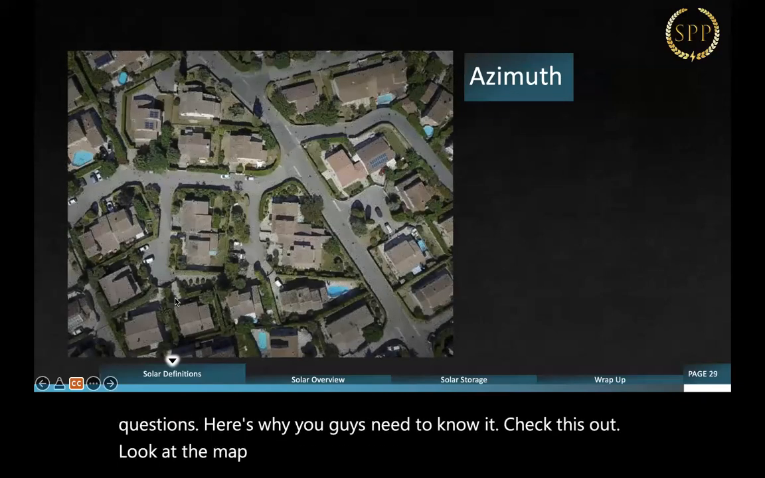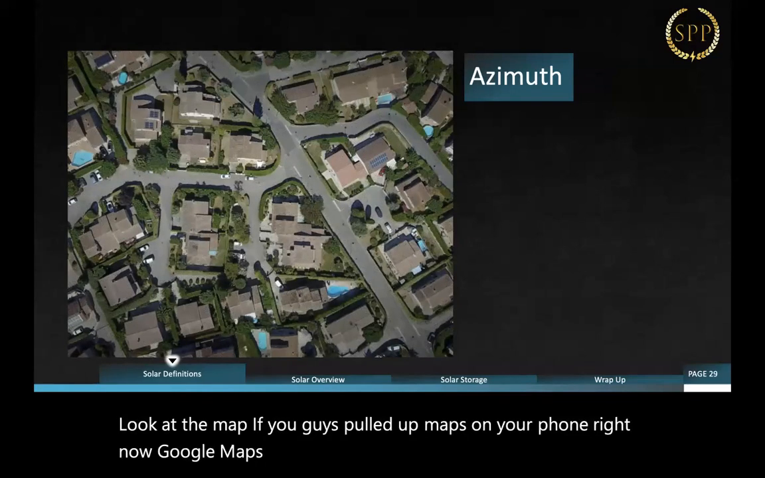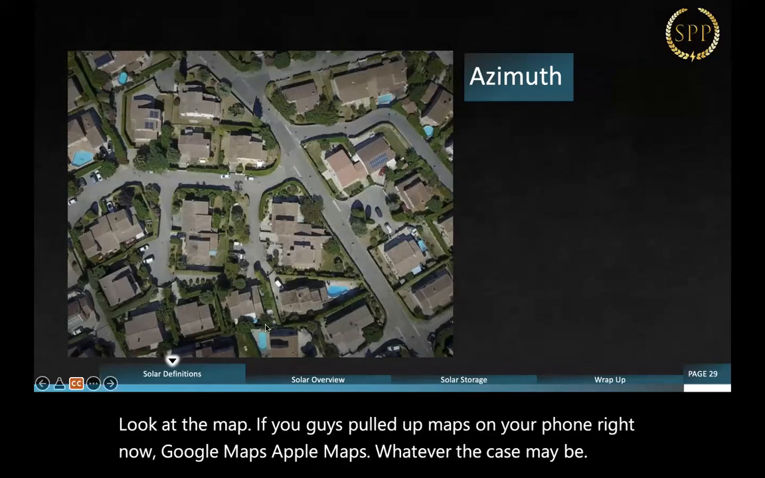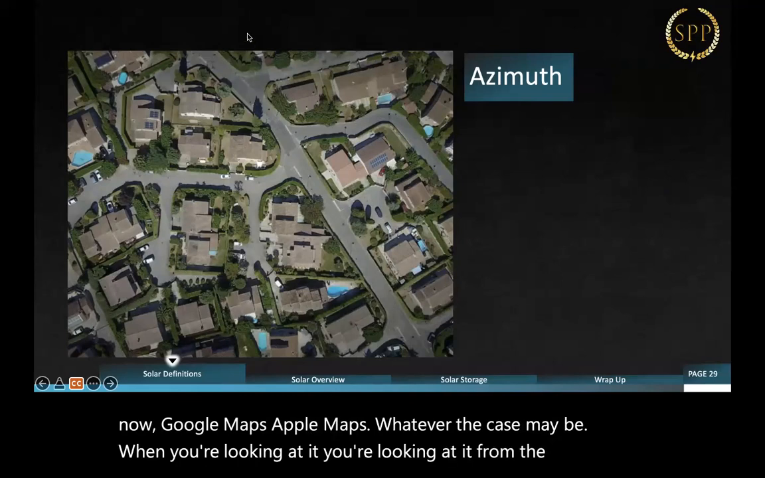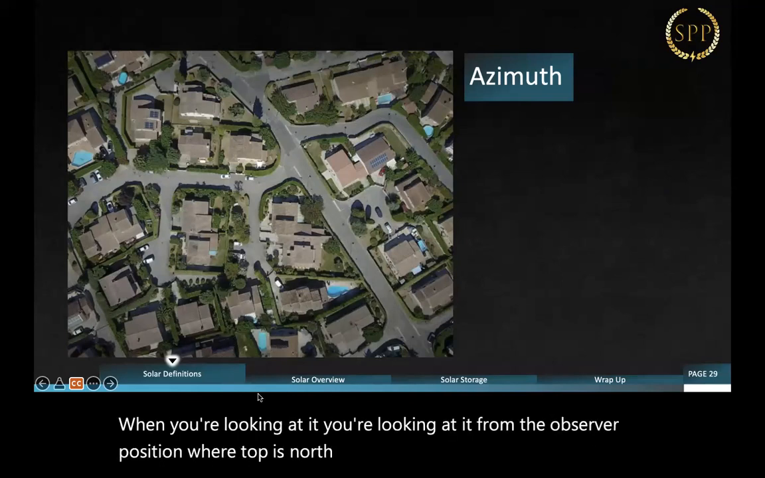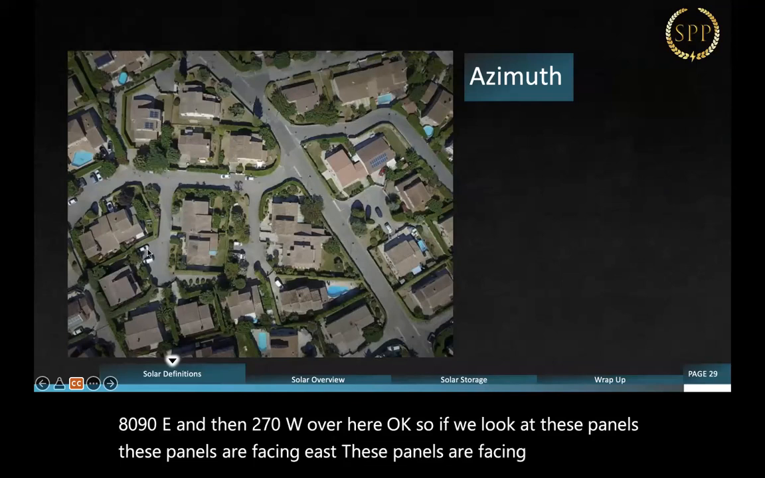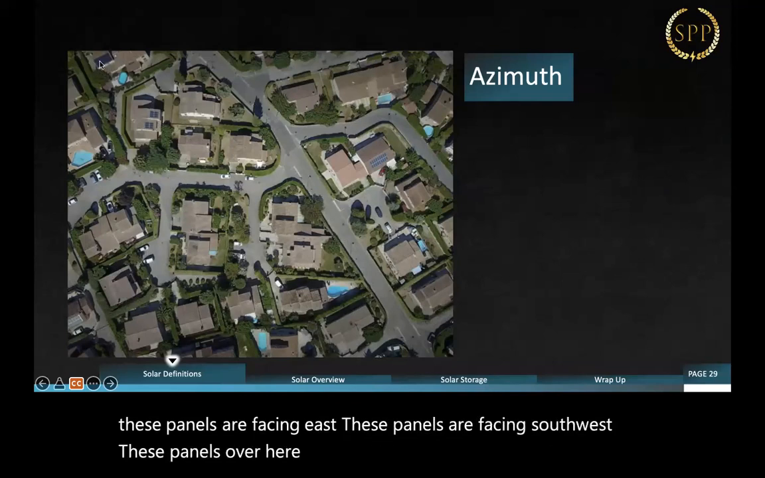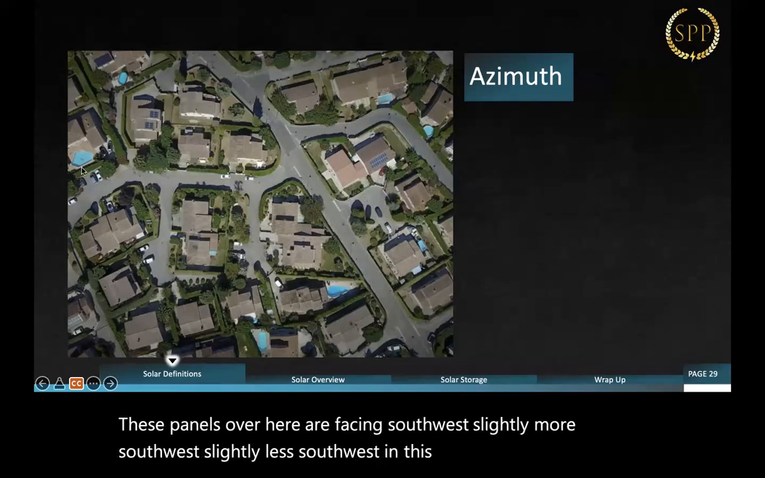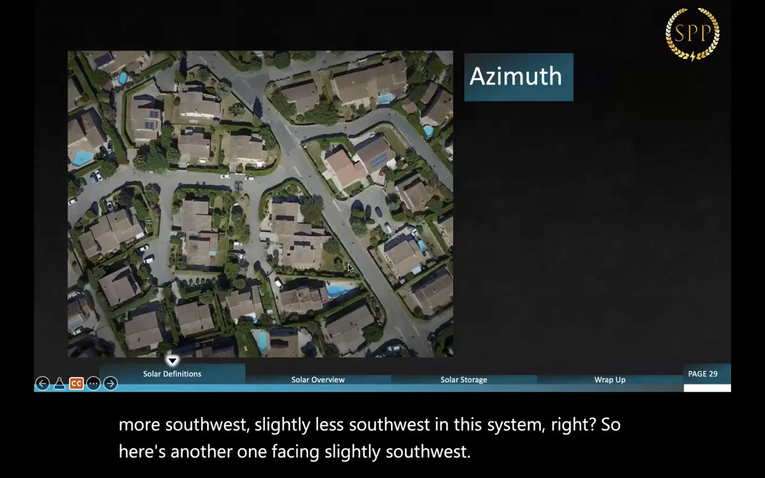If you guys pulled up maps on your phone right now, Google Maps, Apple Maps, whatever the case may be, when you're looking at it from the observer position, where top is north and bottom is south. So 0 and 180, 90 east, and then 270 west over here. Okay. So if we look at these panels, they are facing east. These panels are facing southwest. These panels over here are facing southwest, slightly more south or slightly less southwest in this system, right? So here's another one that's facing slightly southwest. And I'm going to make sure that we break this down slightly.